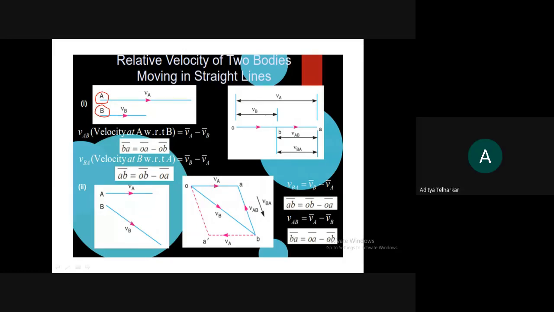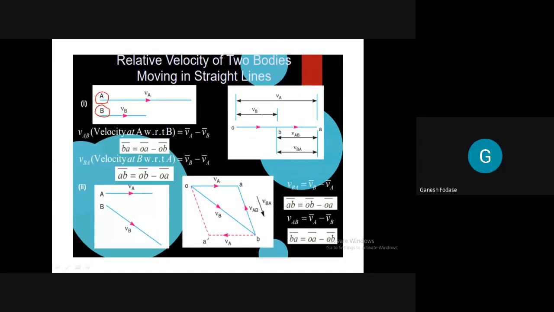Example, if I'm moving from Pune to Mumbai, and again I return back, let's say Pune to Mumbai is 100 kilometers, and again Mumbai to Pune is 100 kilometers. So how much distance do I cover? 200. Okay. And how much is the displacement? I return back, so zero. That's the basic difference.